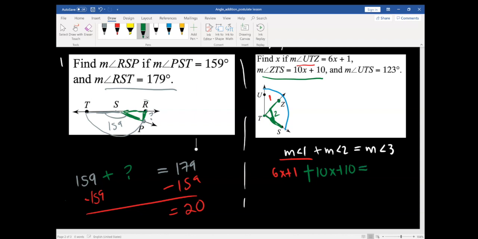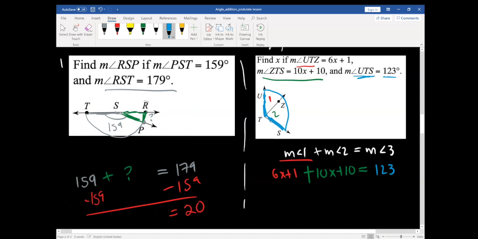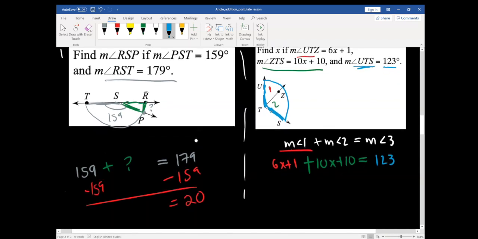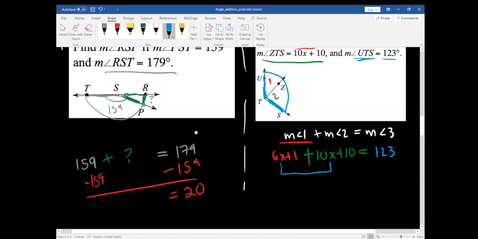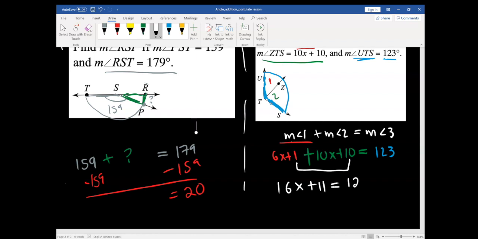and then it's equal to, well, the larger one, right? So the larger one, let's see, so this one was 2. The larger one, it's telling you that UTS is 123. So let's see, UTS, this is the larger one, right? So this larger one is 123. And then from here, all you have to do is solve for x. So you solve for x by combining like terms. Remember, because this 6x and this 10x are both on the left-hand side of the equation, all you have to do is combine them. So you have 6x plus 10x, that's going to be 16x. So you have 16x, and then you add the 1 and the 10, so that's going to be plus 11, and it's going to be equal to 123.